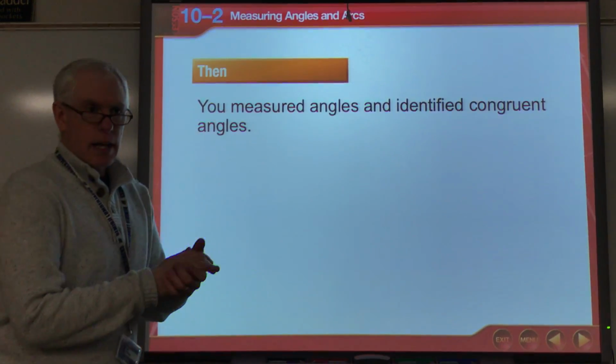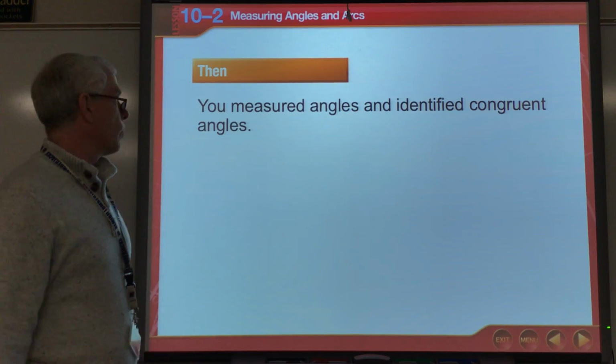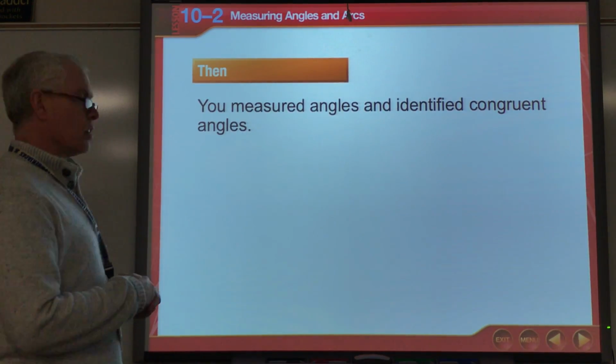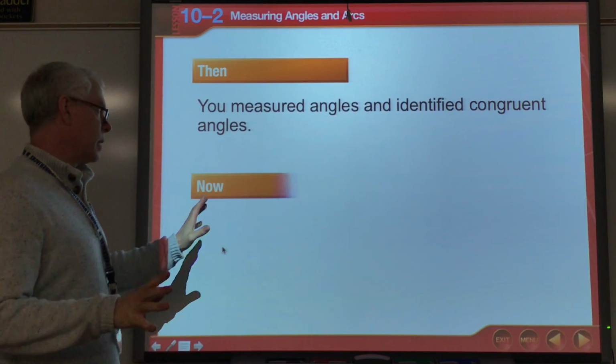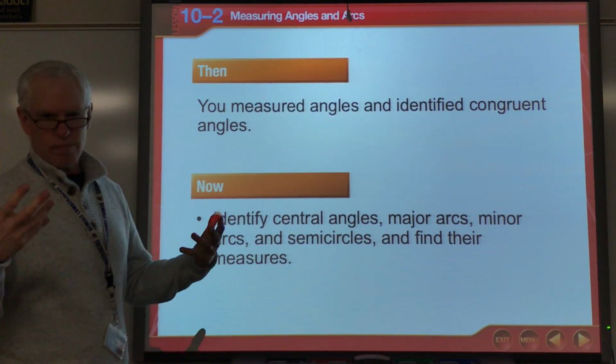All right, you guys, April 29th, section 10.2. This is a two-section day, so try to get through what we can here in a reasonable amount of time. So we measured angles and identified congruent angles. We've done that many, many times before. Now we're going to look at some central angles, major arcs, certain parts of a circle.